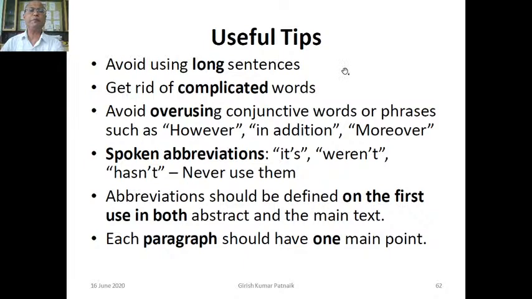Now, some useful tips. First, avoid using long sentences. A common mistake is that whenever we start writing, we go on extending a sentence by using connecting words and all that. But it is always advisable that every sentence be restricted to a maximum of 8 words. You should not write a sentence of more than 8 words, because the moment you do, the reader finds it very difficult to understand. The reviewer will get confused. So I advise using at most 8 words in a sentence. Even if you are writing a very long sentence, try to break it so that it is restricted to only 8 words.